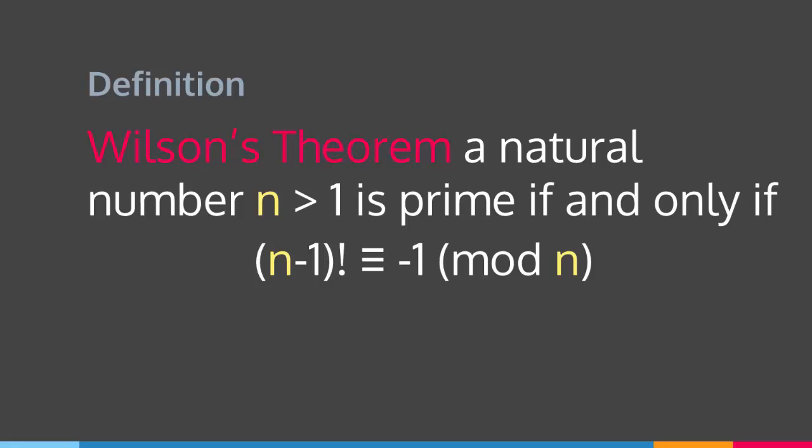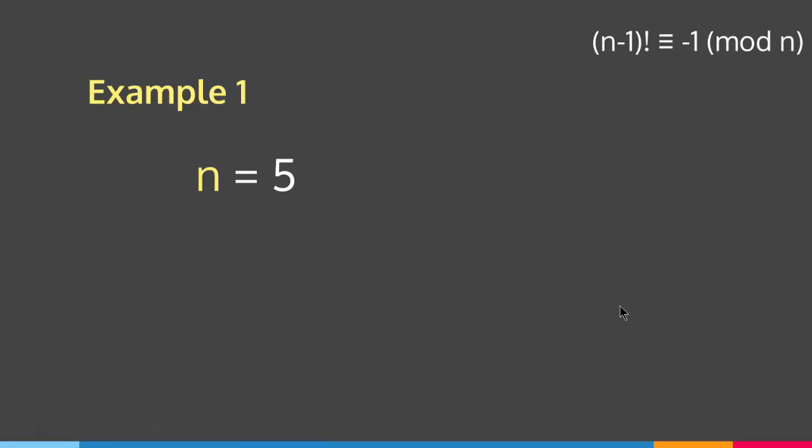Wilson's theorem says that a natural number n that is greater than 1 is prime if and only if n minus 1 factorial is congruent to minus 1 mod n. So let me give you a couple of examples. Suppose you have n equaling 5. If you want to see whether n is prime or not using Wilson's theorem, all you have to do is to see if this particular formula holds true.